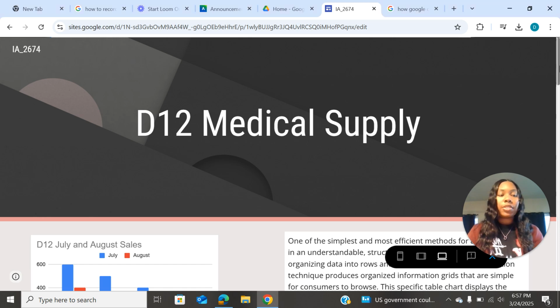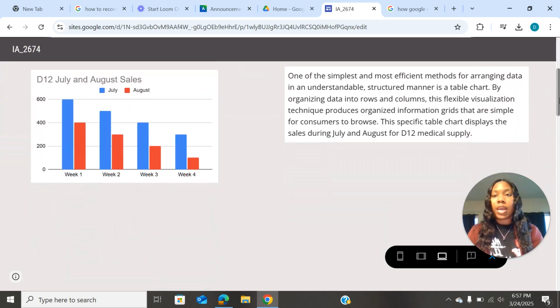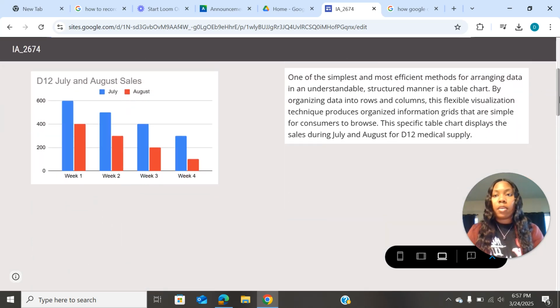So first I am going to start with my first chart right here. It is one of the simplest and most effective methods for arranging data in an understandable, structured manner. It's a table chart. This is usually formed by organizing data into rows and columns. As we all know, we're really familiar with these kinds of charts. It's one of the most basic charts. It's a flexible visualization technique that produces organized information, grids that are simple for consumers to browse.